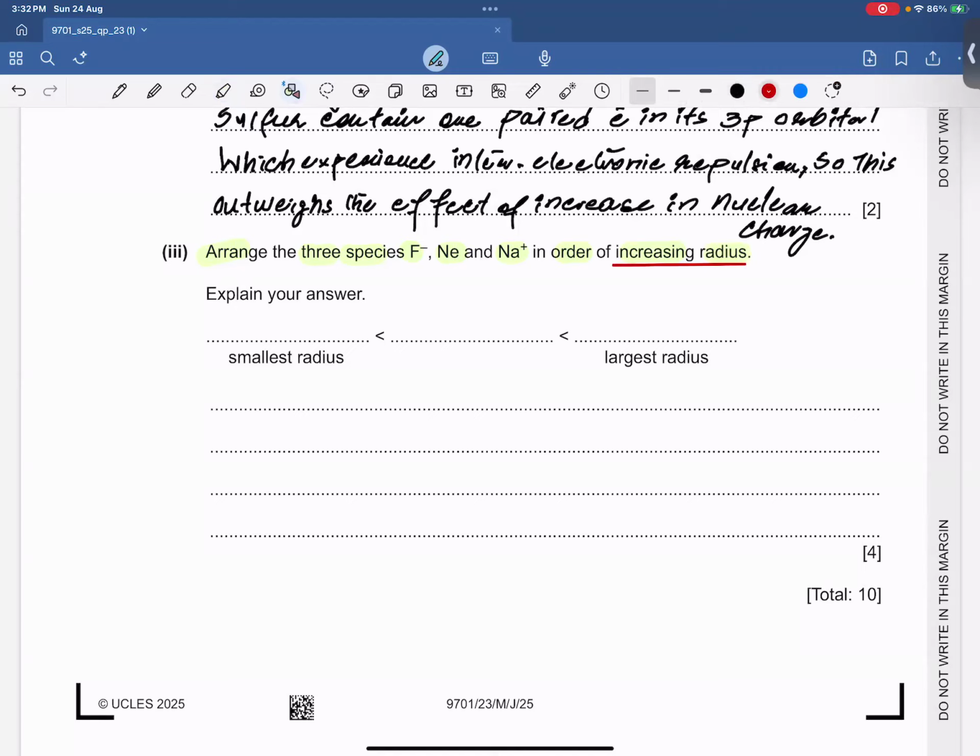So according to my lecture, the size of an anion is greater than that of a neutral atom. On the basis of that, fluoride has the largest radius. And according to my lecture, the size of a cation is always smaller than that of the neutral atom, which means the sodium ion has the smallest radius, and obviously neon has to be here. The size of an anion is greater than that of a neutral atom. The size of a cation is smaller than that of a neutral atom. So the size of a cation is smaller because of a strong proton to electron attraction. Okay.